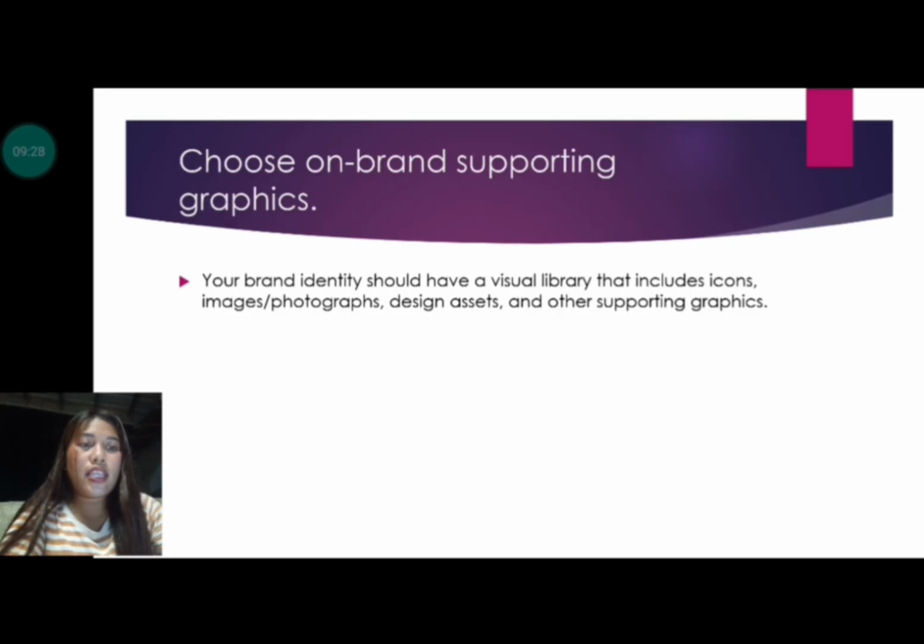So last is choose on-brand supporting graphics. Your brand identity should have a visual library that includes icons, images, photographs, design assets, and other supporting graphics. Supporting graphics include icons, images, illustrations, and design elements that match your identity. These visuals help strengthen the brand and make the design more attractive and consistent. Example, a nature theme brand may use leaf icons, green colors, and outdoor photographs.